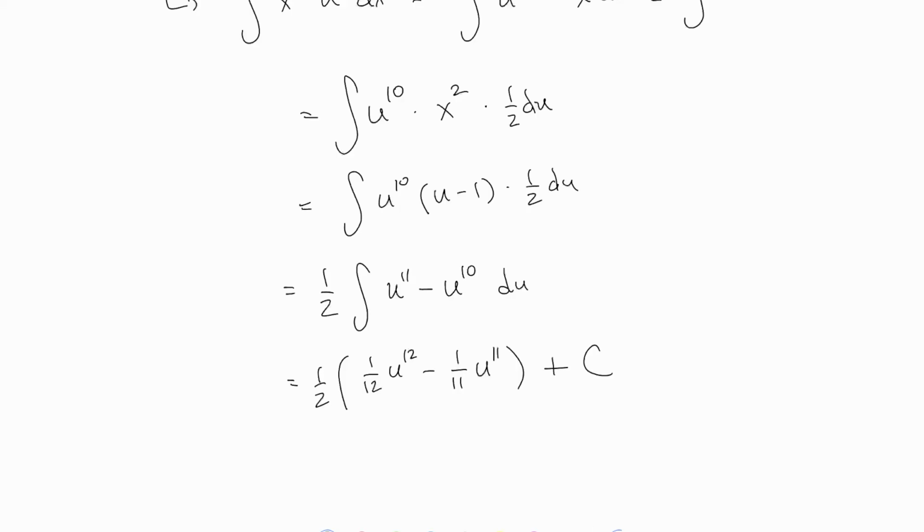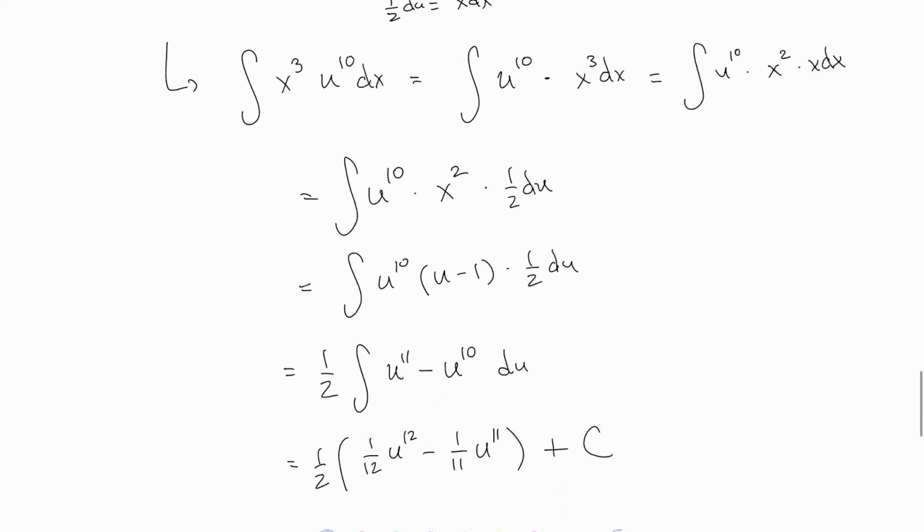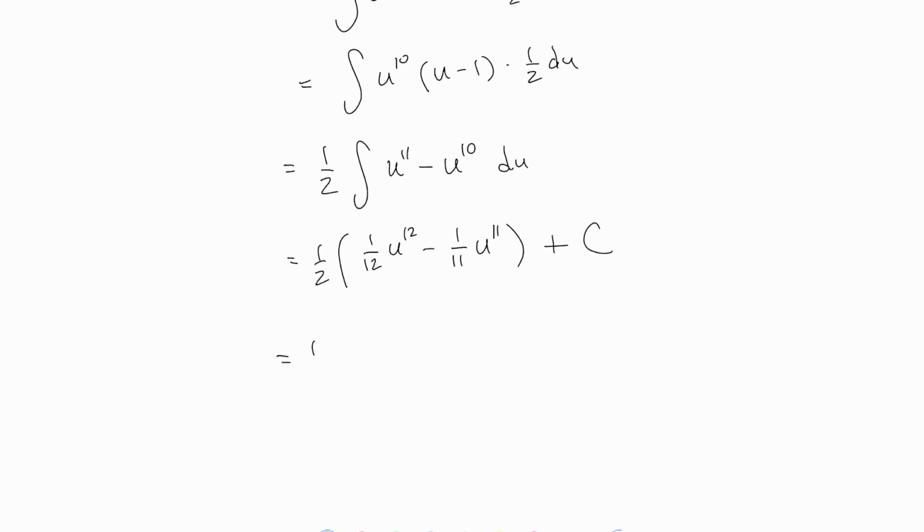And then we put x back in for the final step. So our original substitution was u equals x squared plus 1. So this is a little complicated. 1/12 x squared plus 1 to the 12 minus 1/11 x squared plus 1 to the 11. There you go. Any thoughts about that one? This was the hard one. I hope you got something like that.